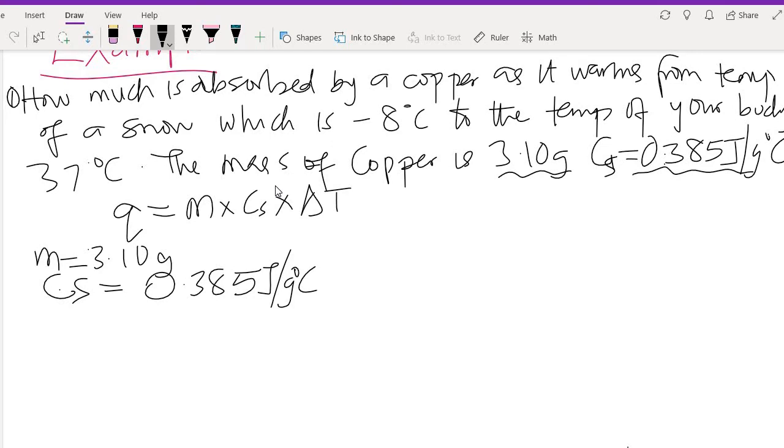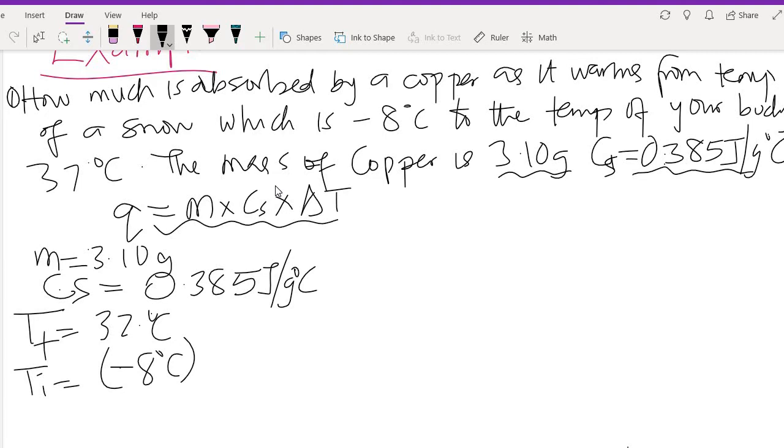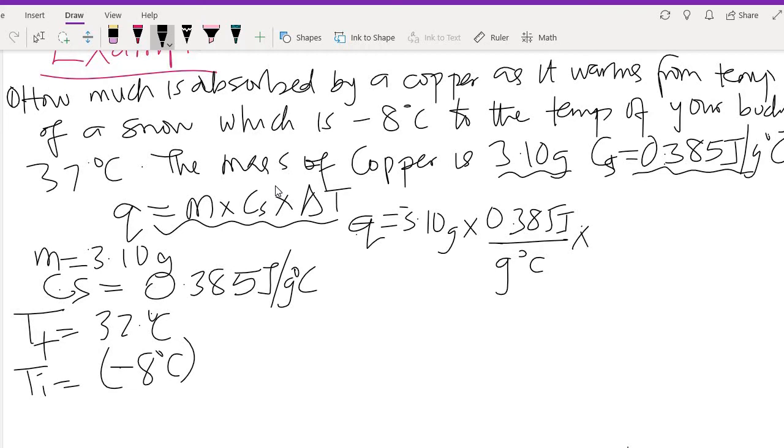And our T final is given as 37 degrees from the question, and our T initial is -8 degrees C. If we plug this into our equation here, our Q is going to be equal to 3.10 grams times 0.385 joules times T final, 37, minus -8 degrees C.